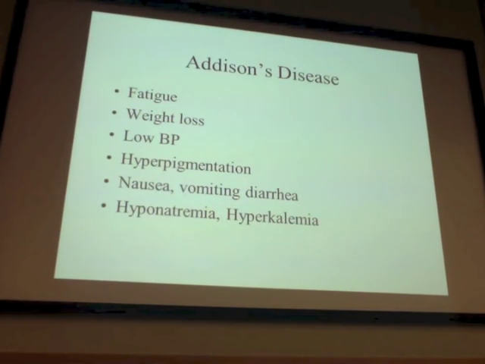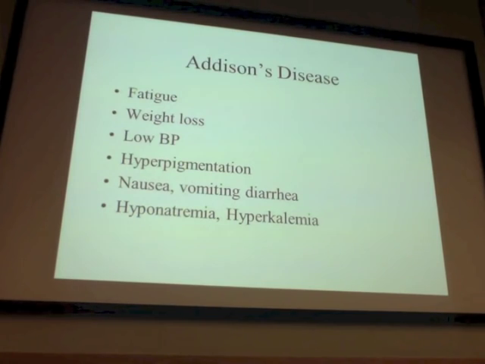Now, just the opposite to Cushing's is Addison's disease. Addison's disease is almost always caused by primary failure of the adrenal gland. In this case, you have too little endogenous glucocorticoids and mineralocorticoids. So basically, it's just the opposite. You lose weight, your blood pressure goes down, you get hyperpigmented, you may have nausea and vomiting and diarrhea, and you become hyponatremic and hyperkalemic, and it can cause death.